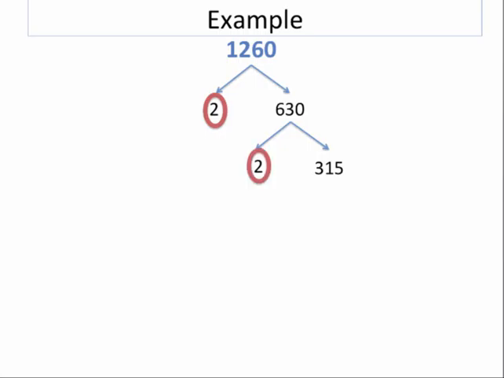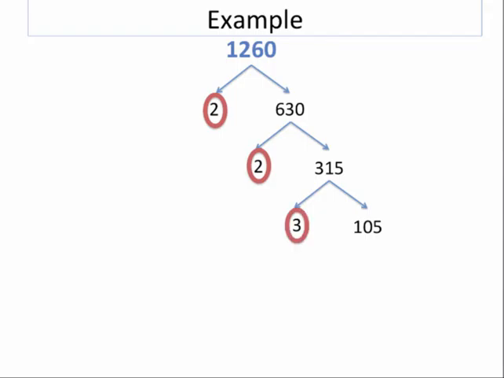Now 315 is obviously not even. We can use our divisibility rule for 3. 3 plus 1 plus 5. That gives me 9, which is divisible by 3. So is this number. 3 multiplied by 105 is 315.